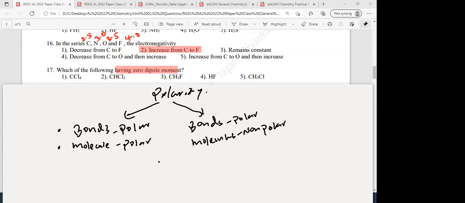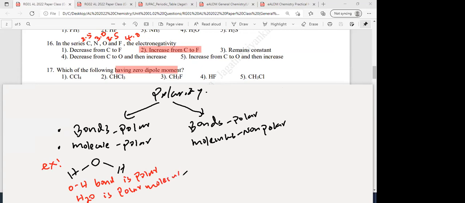So let's say I'll give one example here. If you take H2O, H2O nicely matches with this. In H2O, the bonds are also polar, the O-H bond is polar. Example, H2O. The O-H bond is polar and H2O is also a polar molecule. Understood? O-H bond is polar and H2O also polar.